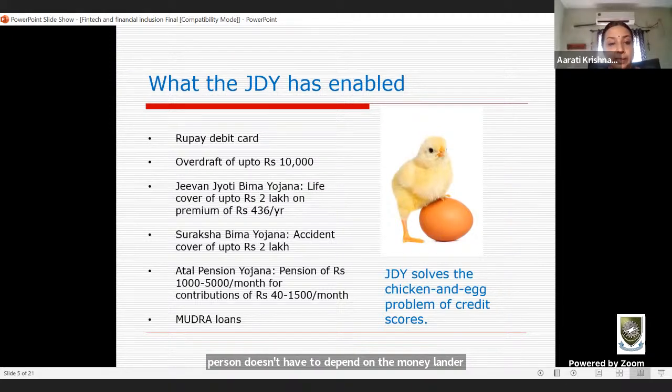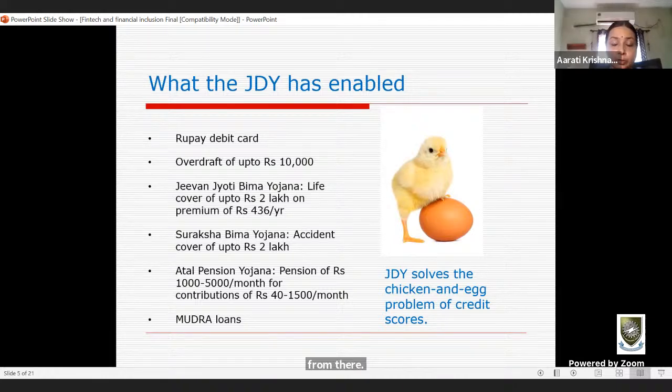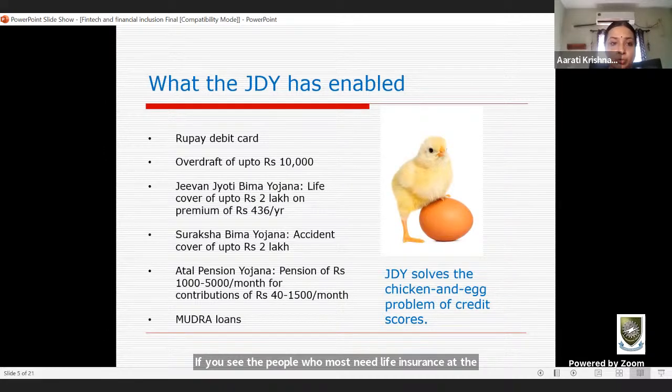Now, there are many other products that this Jan Dhan Yojana has also enabled. So I already told you about the RuPay debit card. There's an overdraft. Apart from that, generally, the people who most need life insurance are the poor people. So in a family of five or six, there may be a single breadwinner who's earning, say, 10,000, 20,000. If something happens to that breadwinner, the family is left destitute. Such families really need life insurance.